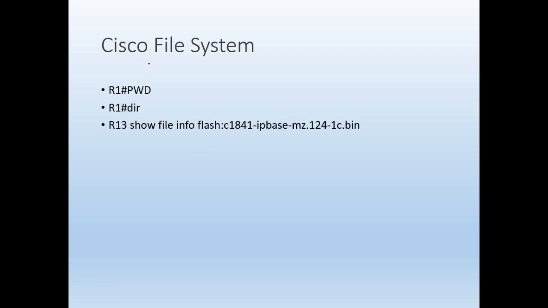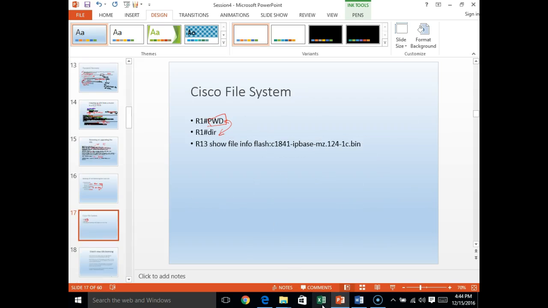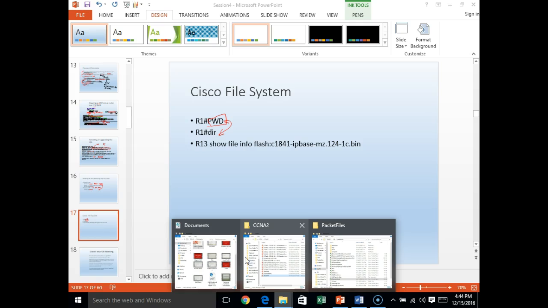The Cisco file system, PWD, if you've had Linux, this is print working directory, prints it to the screen. It's the same command as the Windows dir directory if you want to see these things. So you can show some information about them. Let me see if I can get my Packet Tracer file, which I closed in the back.